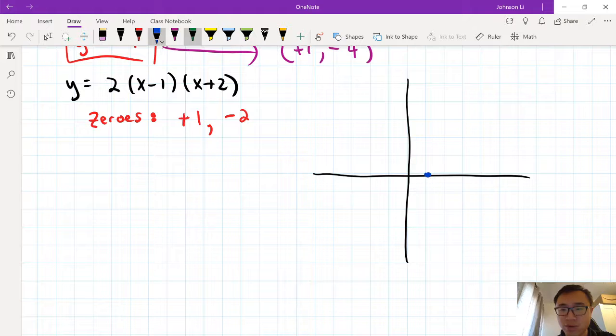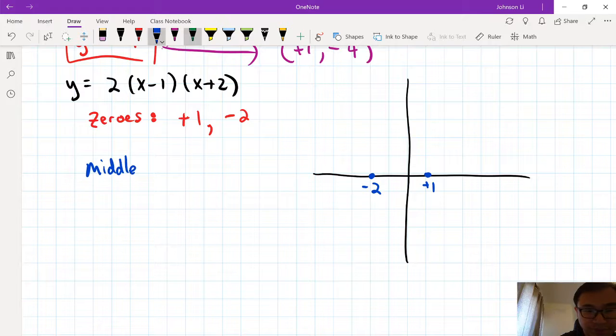Once we have our zeros, we can start drawing where the zeros are. So positive 1 on our x-axis, because again, these are our x-intercepts. Positive 1 would be right here. And negative 2 on our x-axis would be right here. The next step now is to find the middle value. What is the value in between positive 1 and negative 2? Well, on my graph, it looks like it's right here, maybe negative a half, I think.